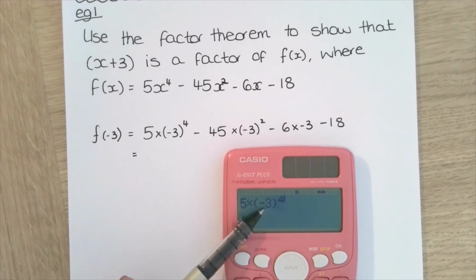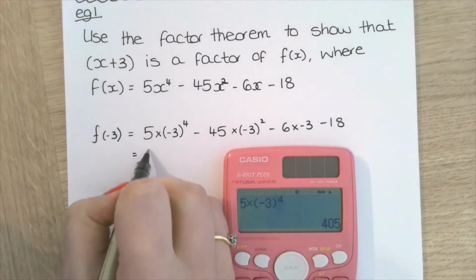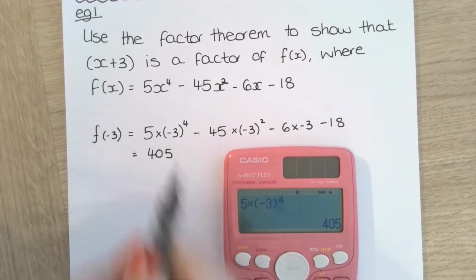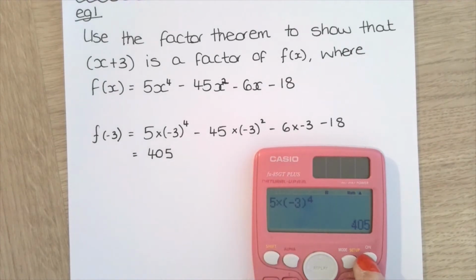If you forget to put the brackets in and just do negative 3 to the power of 4, you will get the wrong answer, because your calculator will do 3 to the power of 4 and then put the negative in front of it, whereas you want negative 3 times negative 3 times negative 3 times negative 3, because it's negative 3 to the power of 4. So when I do that, I get 405. I'm then going to do 45 times negative 3 squared. So 45 times negative 3 squared gets me 405.